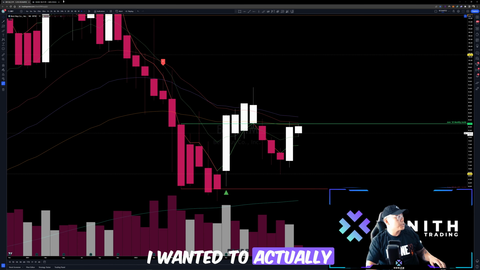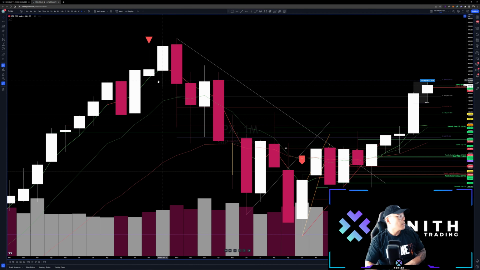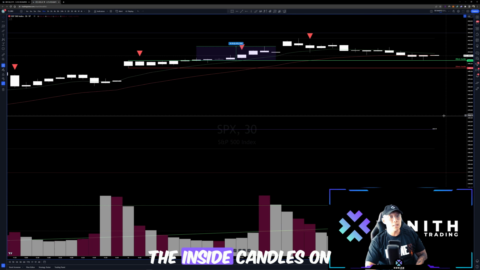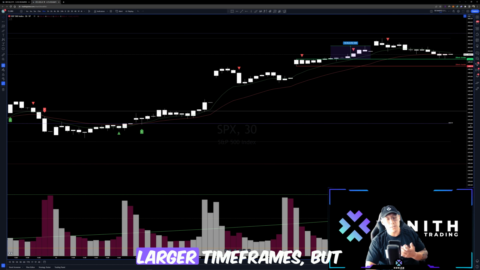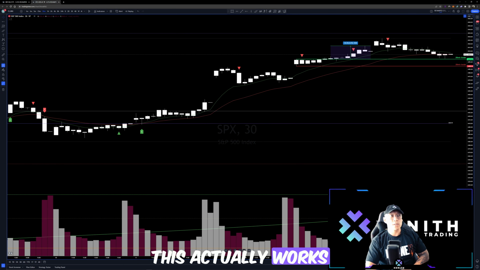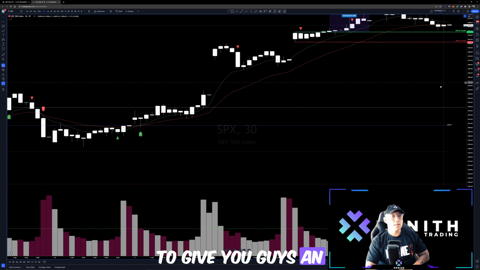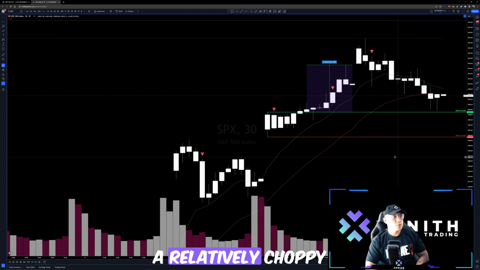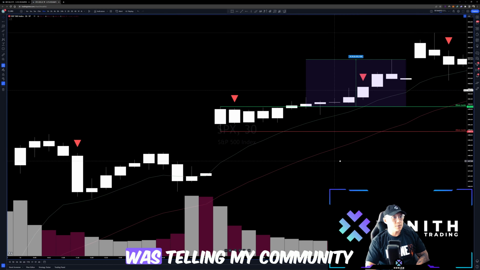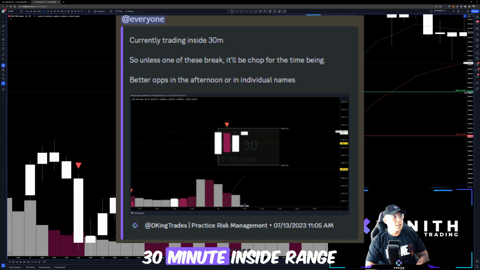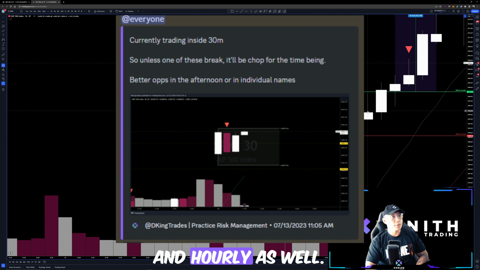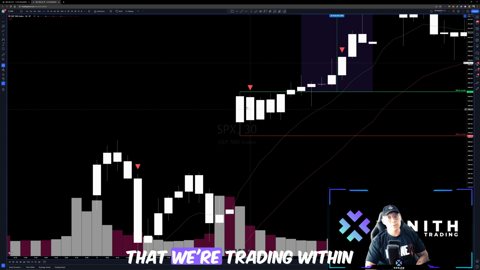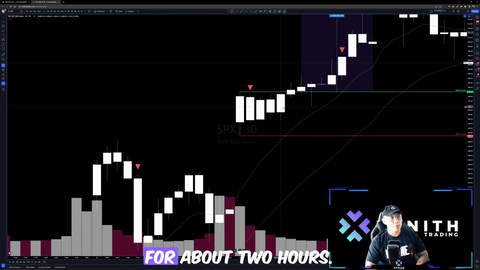Now, another example I wanted to actually show you guys is SPX. So far, I've pretty much shown you how to utilize the inside candles on larger time frames, but this actually works on any time frame. To give you guys an example of how I use this for SPX, on Thursday, we had a relatively choppy morning. Nothing was really happening, and I was telling my community that, look, there is a 30-minute inside range and hourly as well. If you zoom out to the hourly and 30 minutes, we have an inside candle that we're trading within right now. And we traded within that candle for about 2 hours.